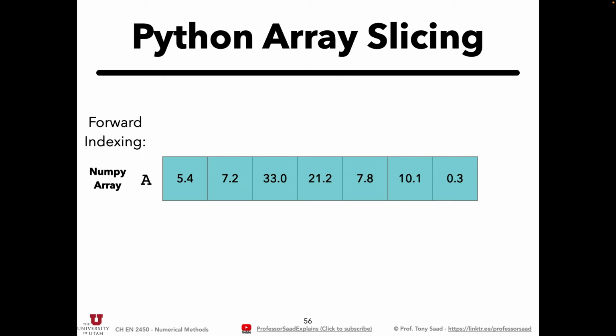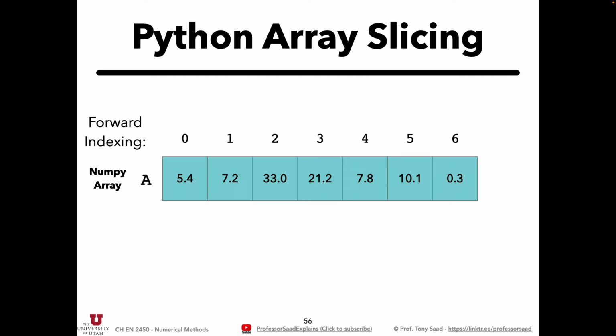And we can operate on Python arrays in two ways. Forward indexing, where the first element has an integer index of 0, the second element has an integer index of 1, and so on all the way to the end. So this array, how many elements does it have? It has 7. They're indexed from 0 to 6.